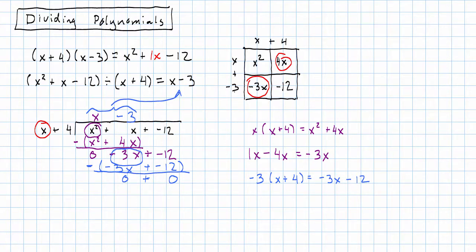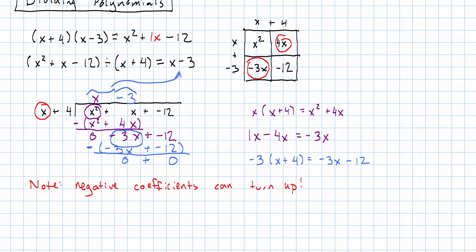Notice what complicated the subtraction, unlike the case with the whole numbers, right? When we were dividing whole numbers, negative numbers never turned up. When we divide polynomials, negative coefficients can turn up, and that's no problem at all, except we have to pay careful attention to our subtraction.